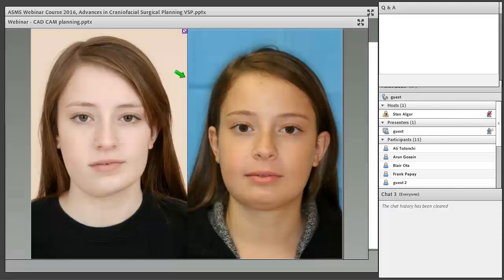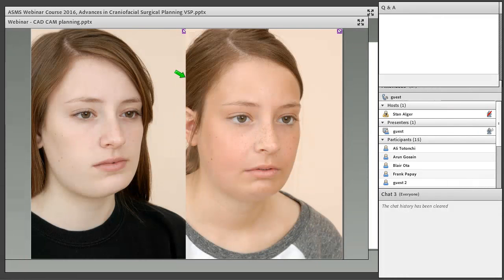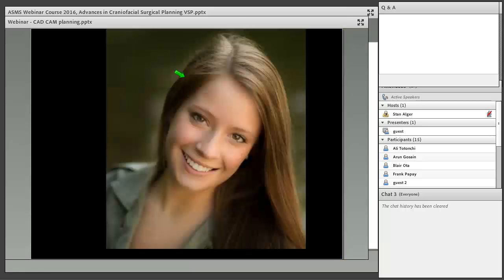This is a couple weeks after her surgery. And this is actually her results 6 months after her BSSO, Lefort 1, genioplasty, and inferior mandible osteotomy.